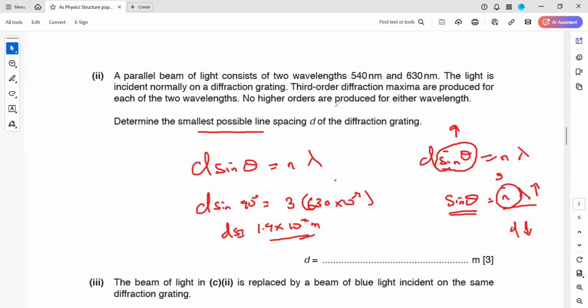Because we want maximum diffraction. When we want maximum diffraction, the line spacing should be minimum. That's why we took the longest wavelength.